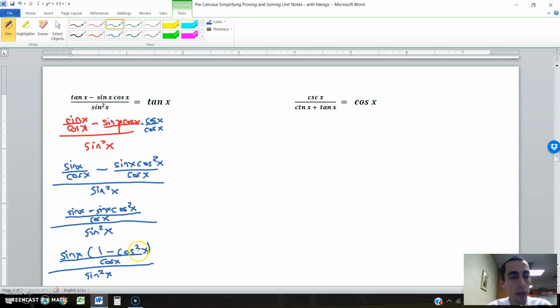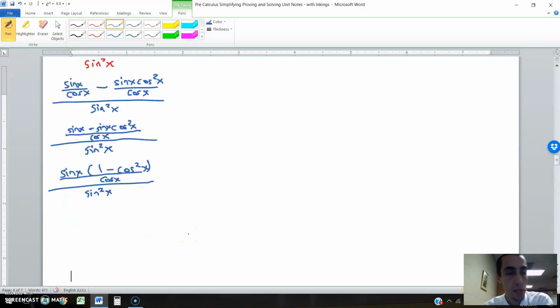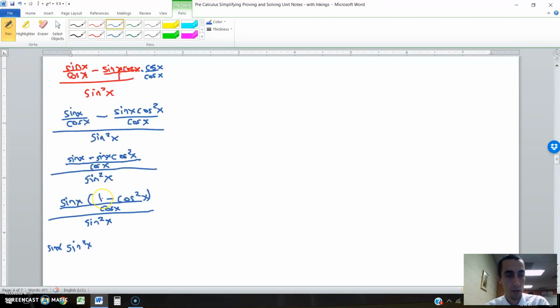What's left behind is 1 minus cosine squared of x, and that's one of our Pythagorean identities. So in place of that 1 minus cosine squared of x, we sub in sine squared of x. We'll have this sine of x here times the sine squared that we subbed in right there over cosine of x, all over sine squared.